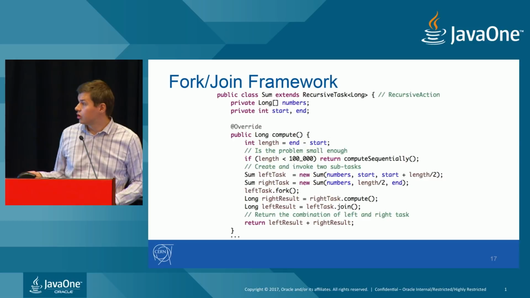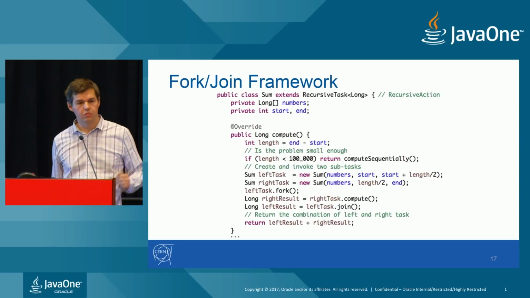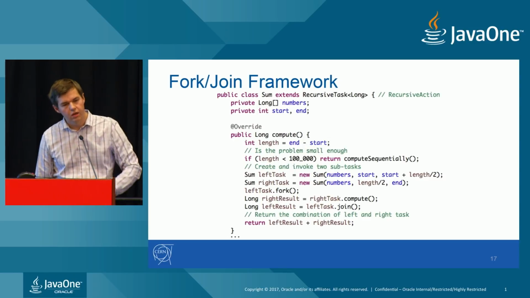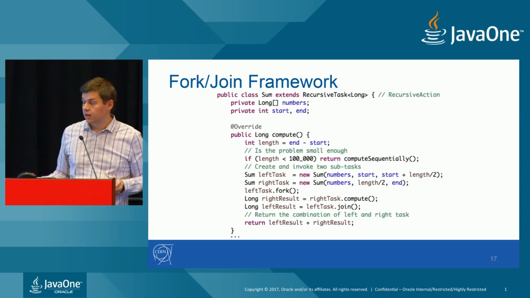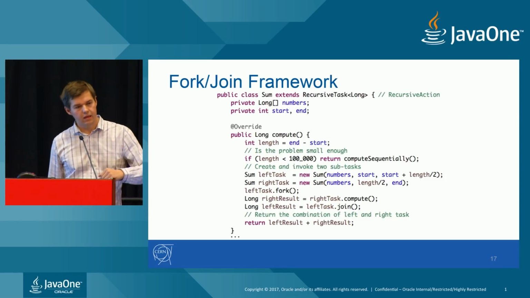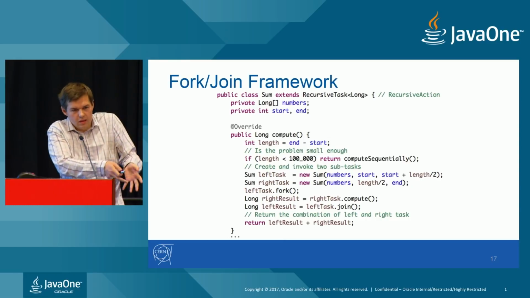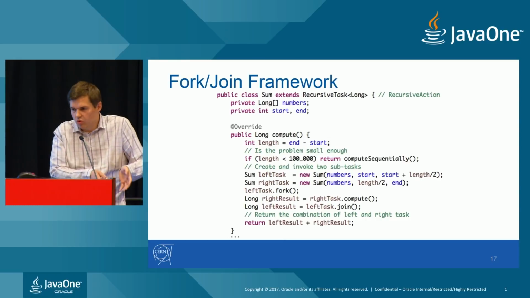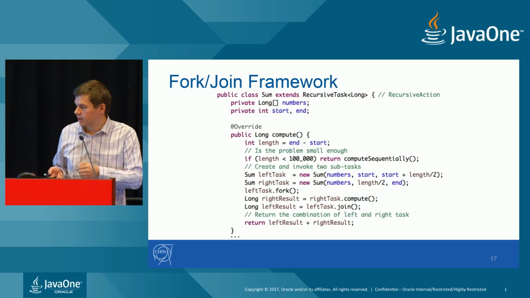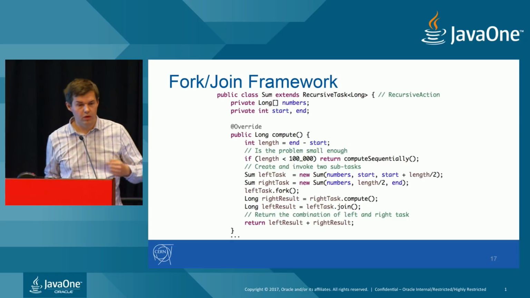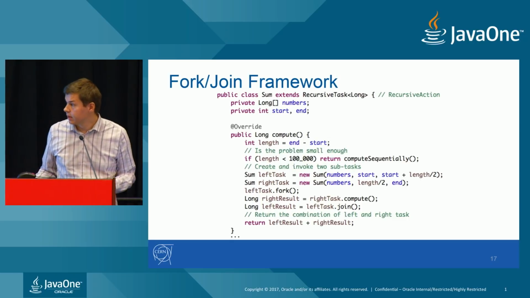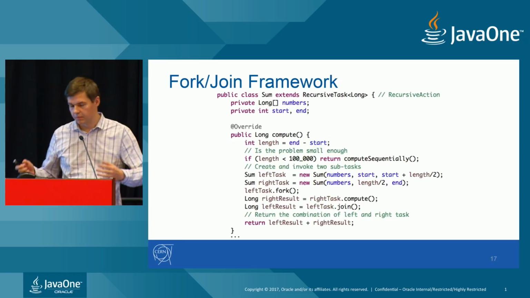We fork it. So on our left task, we call the fork method, meaning call this asynchronously. And on our right task, we can either call the fork method again, but actually, as we are already in the thread, we do not need to do any more for the time being. We can also compute it synchronously, and then we wait until both are done, and combine the result.